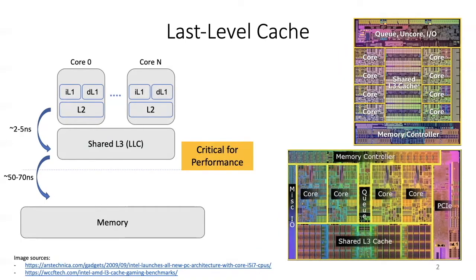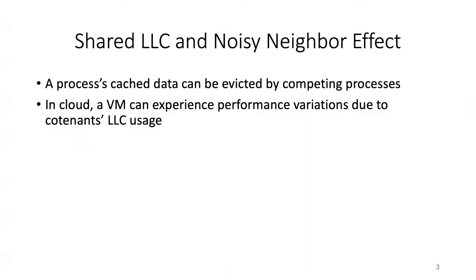At the same time, last level cache takes a considerable amount of space on modern processors. Thus, it directly maps to the cost of processors. It can also be a source of noisy neighbor effects. This means that a process's cache line can be evicted by competing processes.